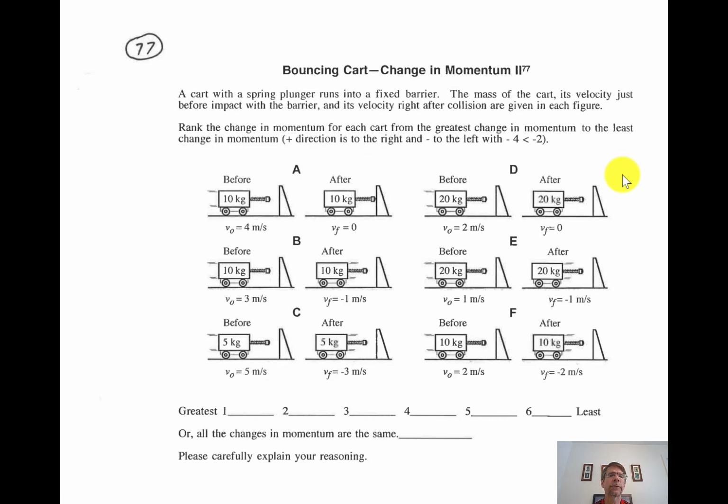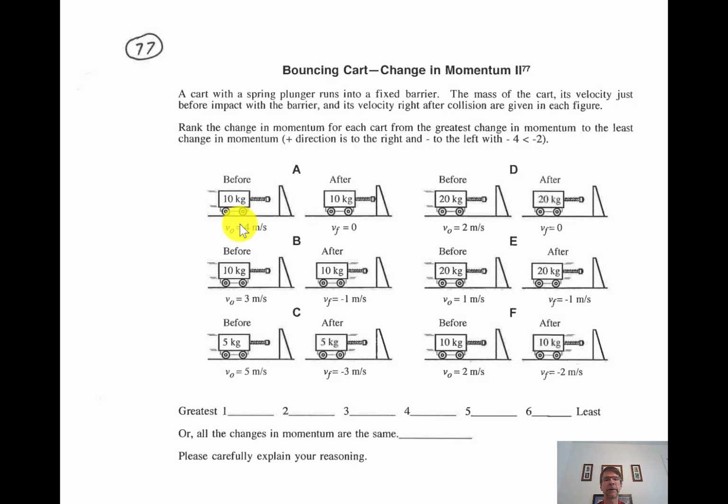Critical thinking question 77, another good Unit 8 question, momentum and impulse. Once again, when you hear the term or phrase change in momentum, equate that to impulse. Impulse is average force times time. Anyway, this one is asking us to rank the change in momentum for these carts. Now, there's 6 scenarios here. In situation A, we have to rank these by the greatest change in momentum from greatest to least, positives to the right.